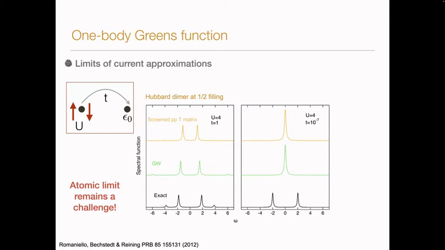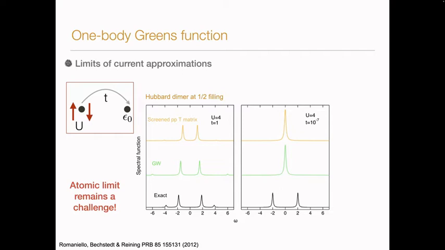The worst happens when you go to the atomic limit. So the atomic limit is when you stretch your dimer. Then the 2 electrons localize, each on one side, with equal probability. So this is the regime that we call strong correlation. And you see that here all these approximations fail because you don't have a band gap.